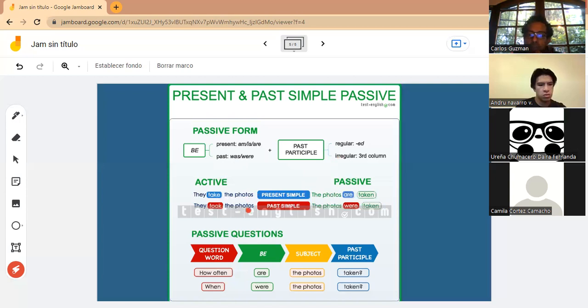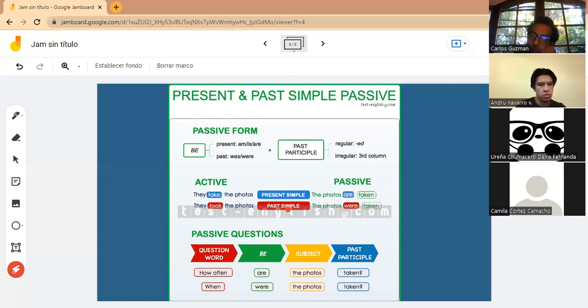Entonces es, they took the photos, past simple, right? They took the photos. Passive voice, the photos were taken, right? Were, past simple. All right, they took.